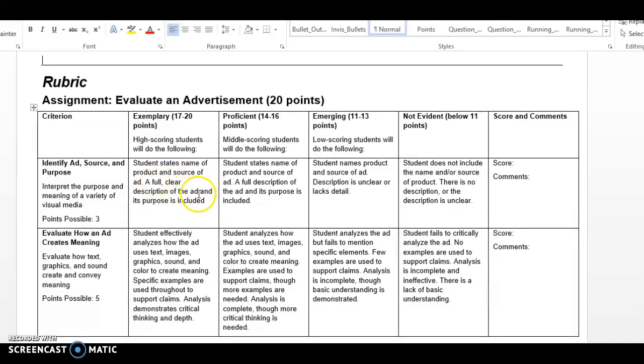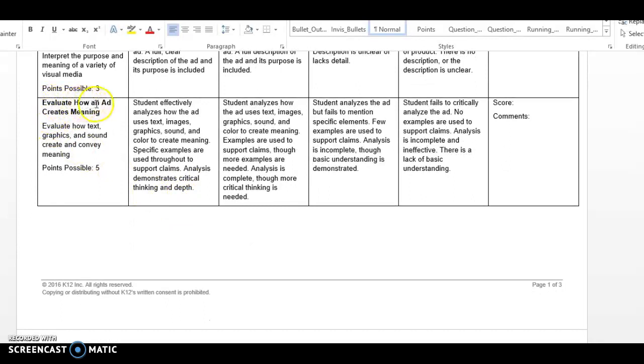Give a full and clear description of the ad and what the purpose is, like what they are trying to sell. And then evaluate how an ad creates meaning. If it's a commercial, tell us what it sounded like, what kind of graphics you saw, things like that. If it's just a picture in a magazine, tell us what the text looks like, any images that they have, things like that that really help you connect with it and make you start having thoughts about buying whatever they're trying to sell.